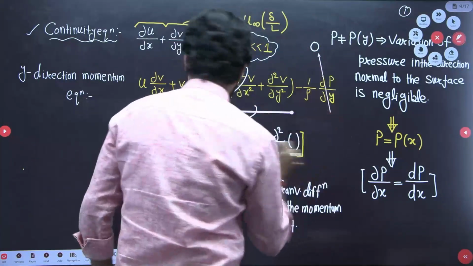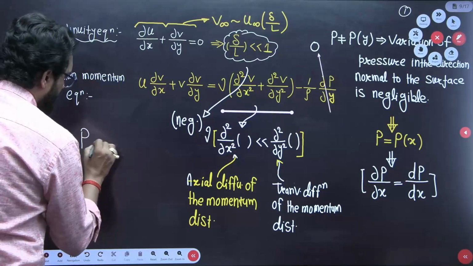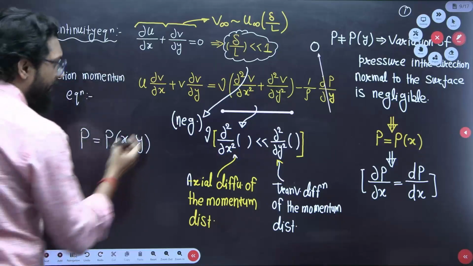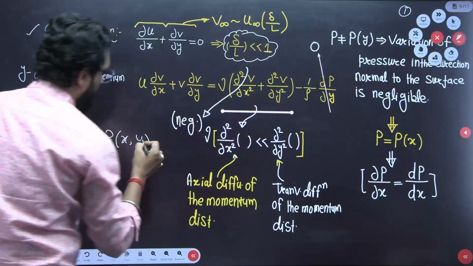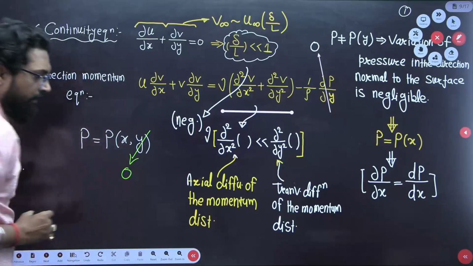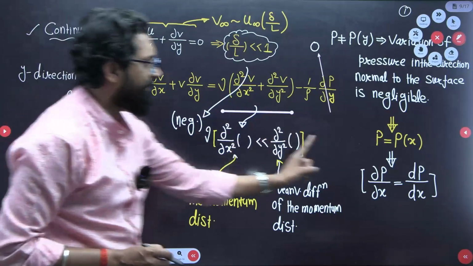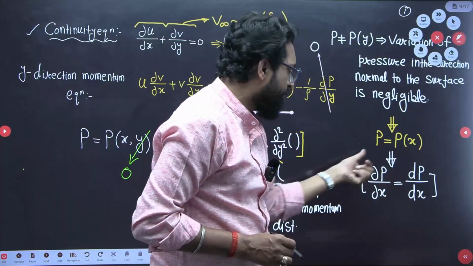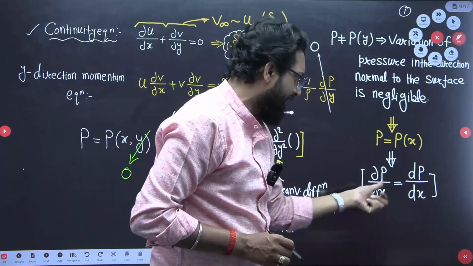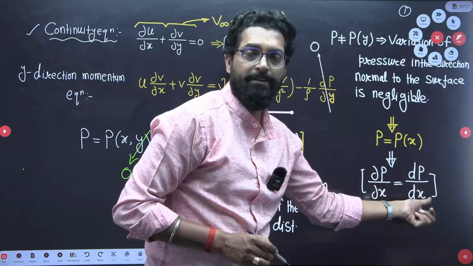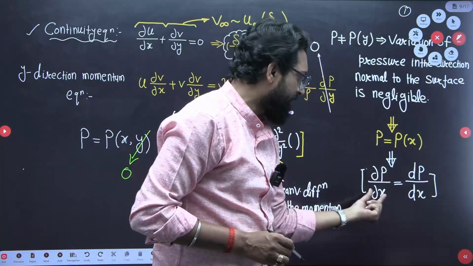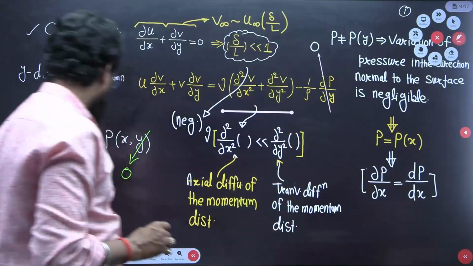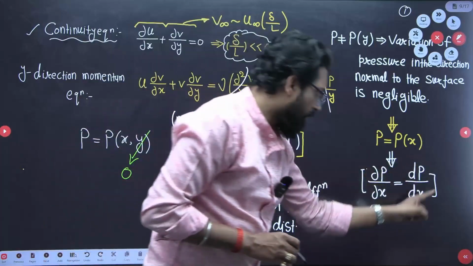Why? Because generally pressure is a function of x and y in 2D flow. But from this y momentum equation we conclude that pressure is not a function of y. So pressure is a function of x. So the pressure gradient, the partial derivative, is equal to the ordinary derivative. This is the partial derivative with respect to x, and this is ordinary differentiation. If there is only one variable, it is ordinary differentiation.